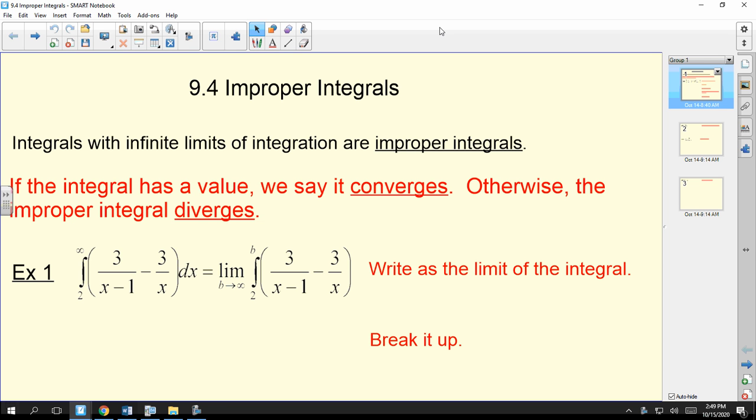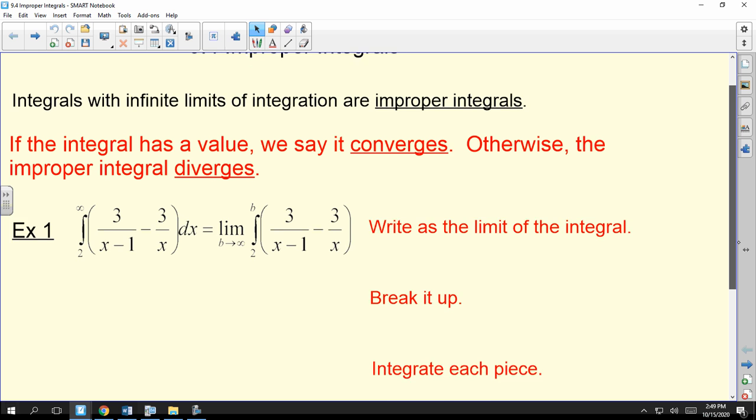But integrals with infinite limits of integration are improper integrals. Now, just because they have infinite limits of integration doesn't mean that they can't converge. In other words, you can't find the area underneath the curve. It's not finite. So an infinite limit of integration does not mean that it has to just keep building area. Some of them do, some of them don't. So we say if an integral has a value, that is, it approaches a real number, we say it converges. Otherwise, we say the improper integral diverges.